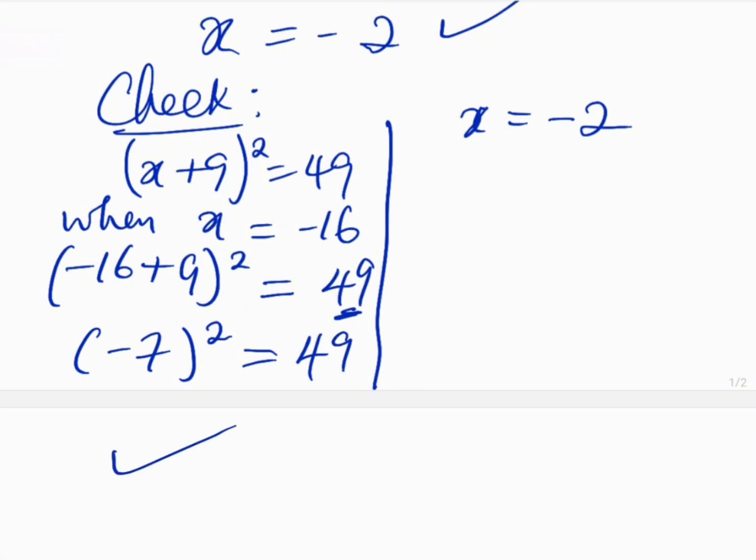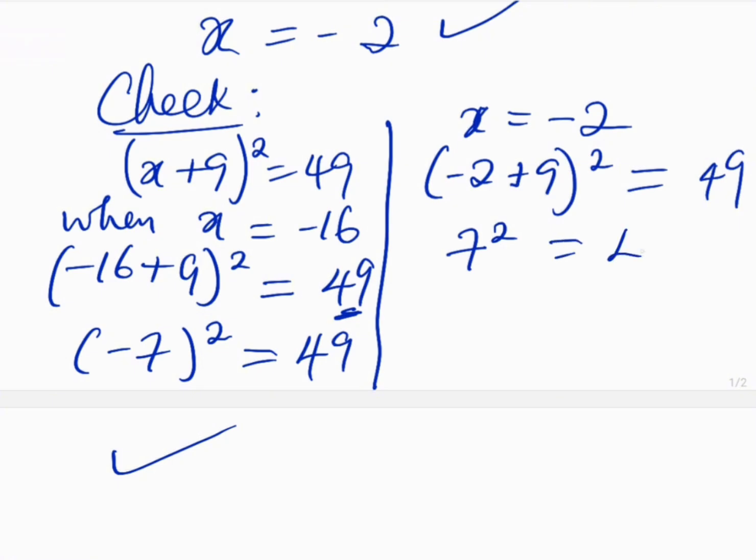So this is correct. On the second side, when x is equal to -2, we will have (-2 + 9)². Will it give us 49? -2 + 9 is 7, and 7² is definitely 49, meaning that our solution is correct. So x can be -2 or x can be -16. These are the solutions to this.